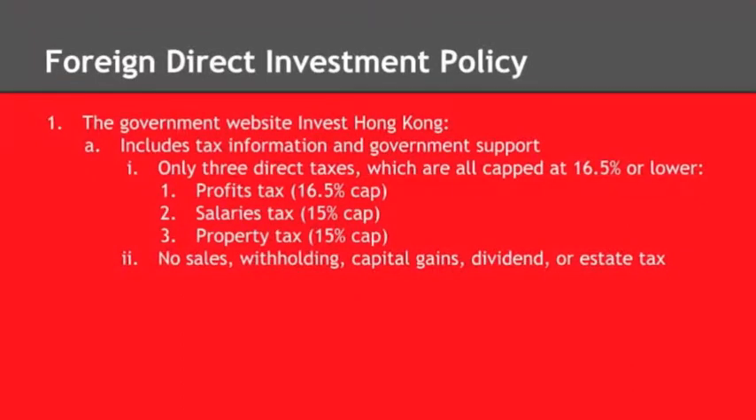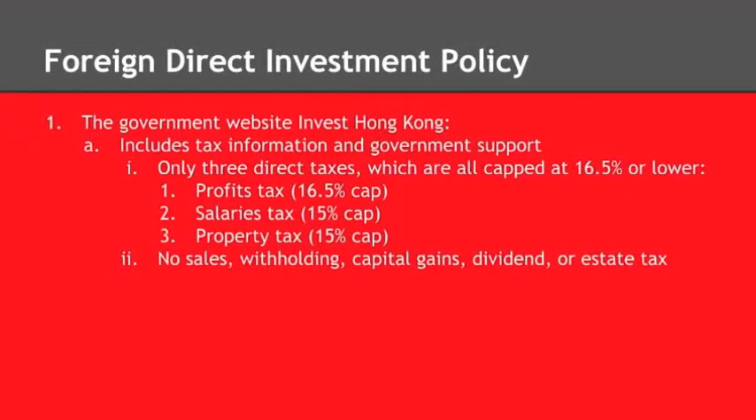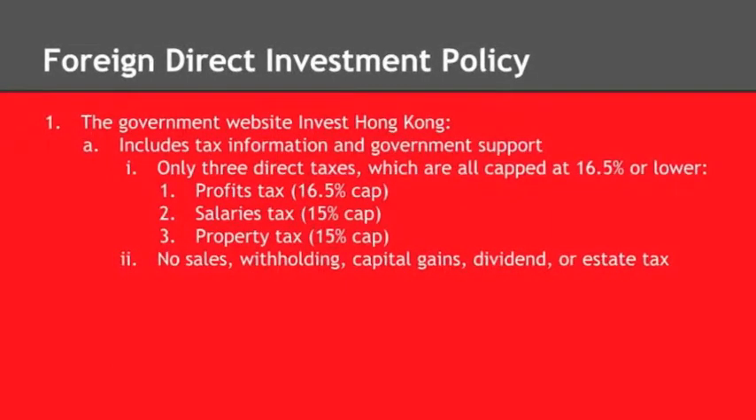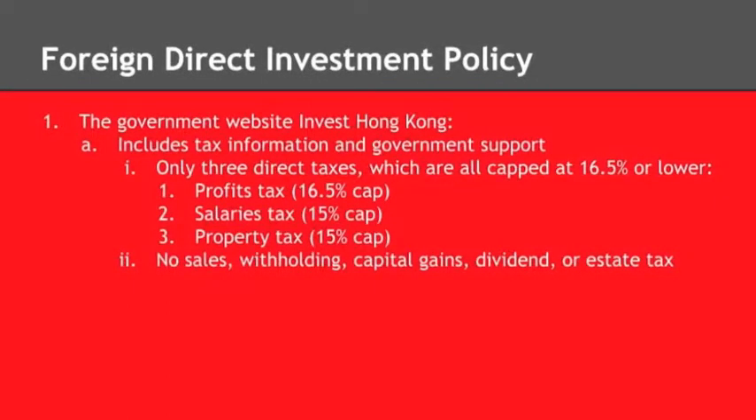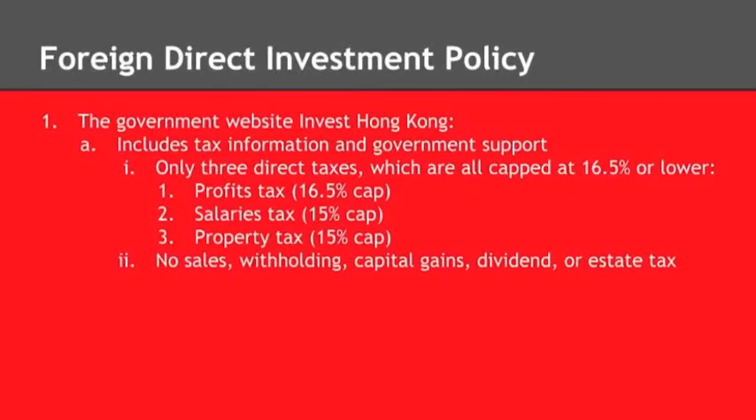The government of Hong Kong has a website to recruit investors called Invest Hong Kong, in which potential investors can research tax information, information on government support, and other aspects of investment. They boast of the transparency and efficiency of their government and only exercise taxation in 3 areas: profit, salaries, and property, which all maintain relatively low percentage caps. This means that they do not implement sales tax, withholding tax, capital gains tax, estate tax, or tax on dividends as many other nations do.